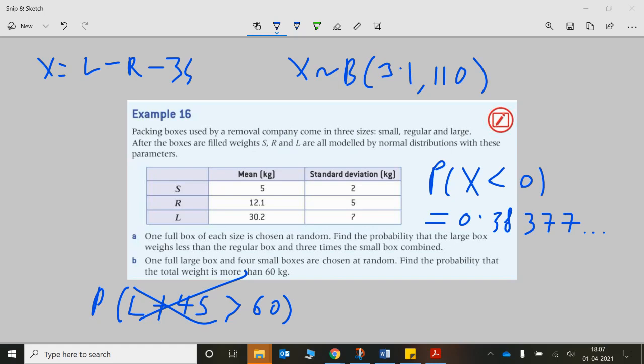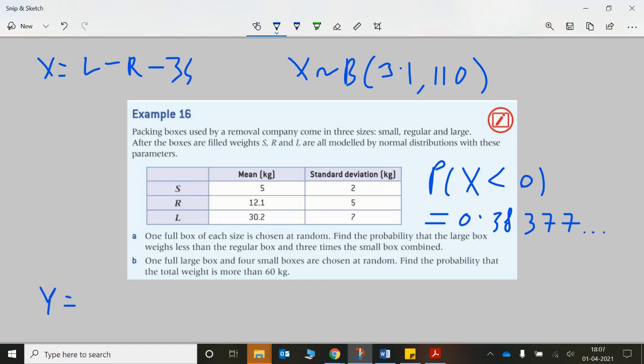So what do we need to do? Let's just take some of that back if we can. Okay, so in this case, it's slightly different. For this one, our variable is, let's call it y. Y is equal to here a large box plus 4 smaller boxes. So that's S1 and S2 and S3 and S4.